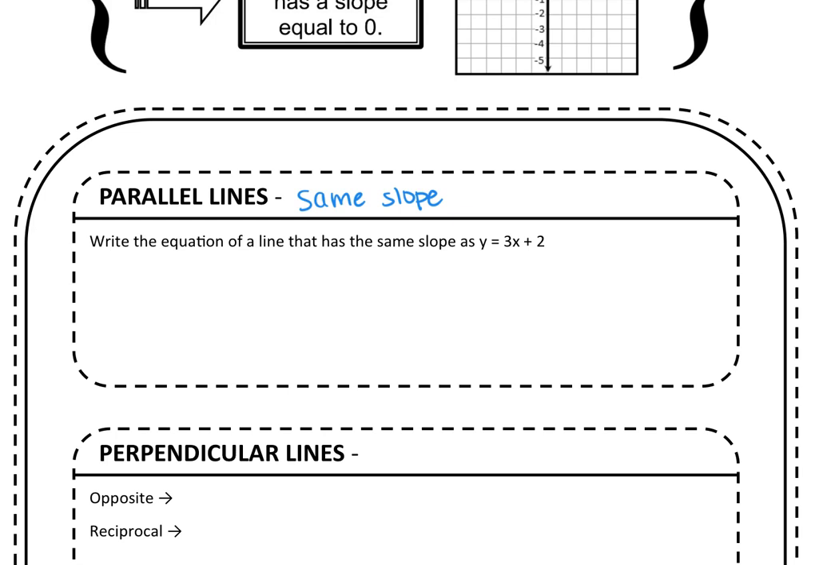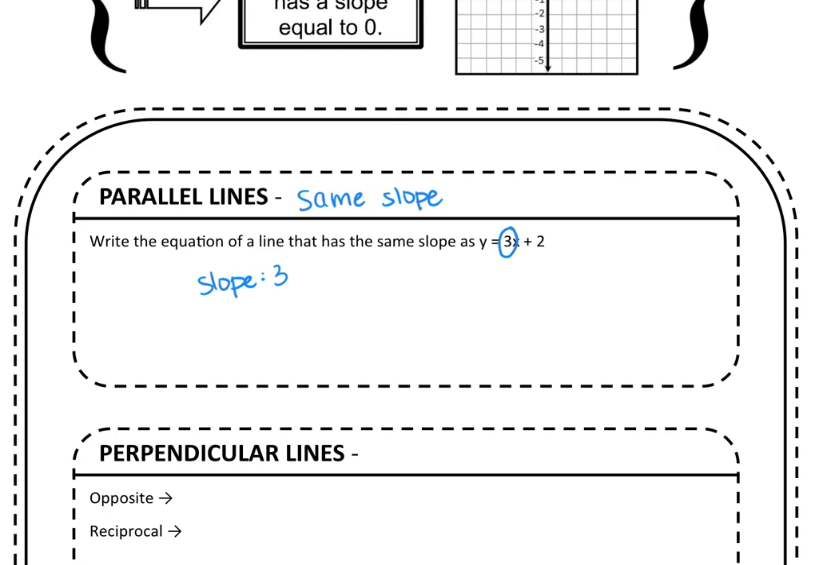So this example here says, write the equation of a line that has the same slope as y equals 3x plus 2. Earlier we talked about the number in front of your x has to be your slope. So the slope here is going to be 3. And they want us to write an equation that has that same slope. So we want an equation that's parallel.